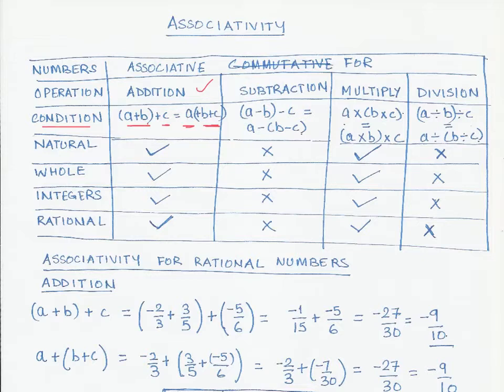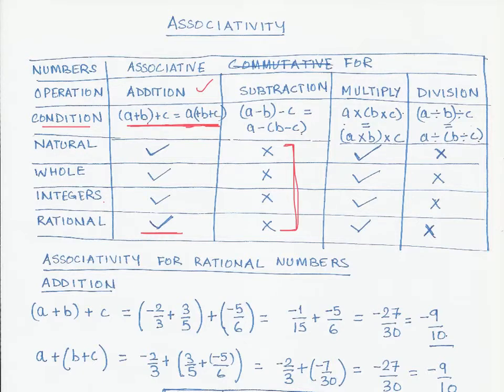So we have already discussed that the natural numbers, the whole numbers and integers do follow the associative property under the operation of addition, which means this condition that I have shown is going to be true for any three natural numbers or whole numbers or integers. And we will prove in the next video that the rational numbers are associative under addition as well.